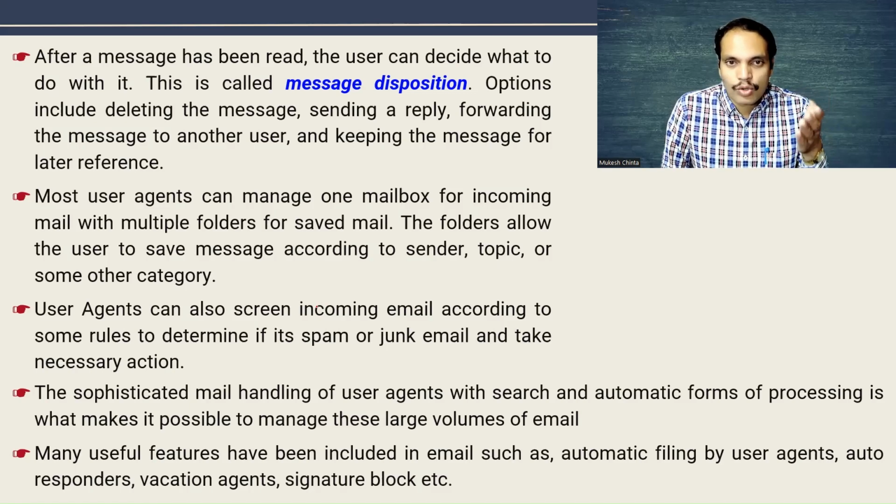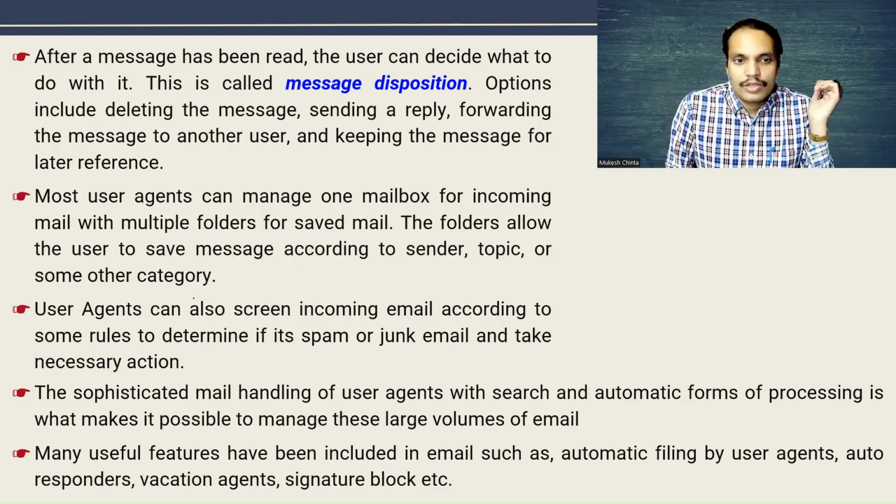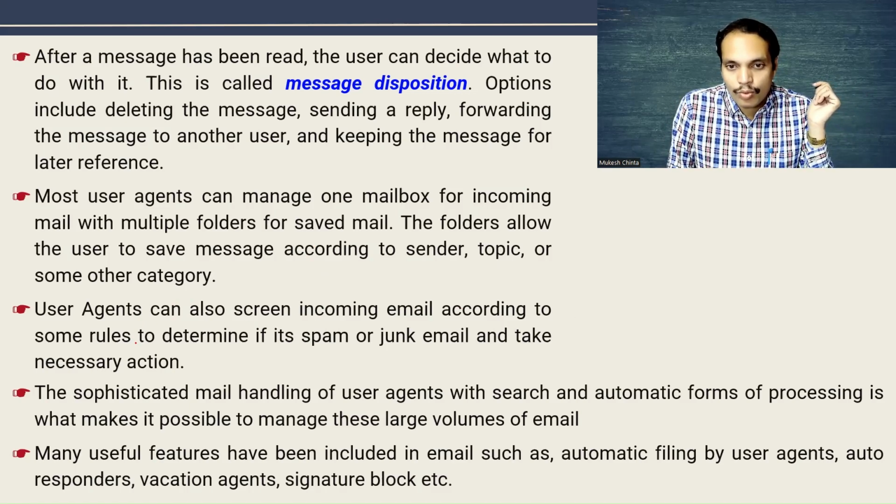Now Gmail actually sorts your email according to primary, social, promotions, etc. You can see a lot of tabs on that email. What it does is automatically screen the incoming email and categorize them so that the user can understand whether to read it or not. The user agents can also screen incoming email according to some rules to determine if it's spam or junk email and then take necessary action.